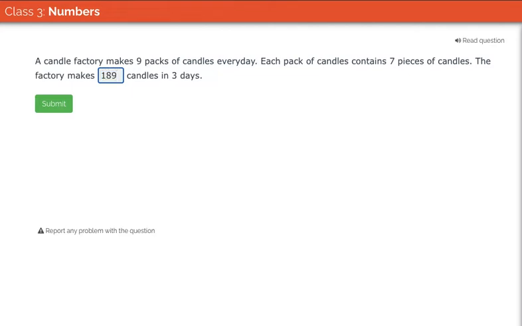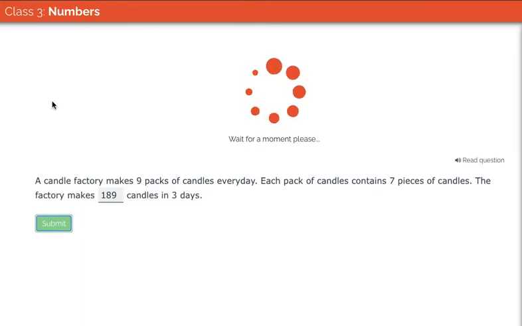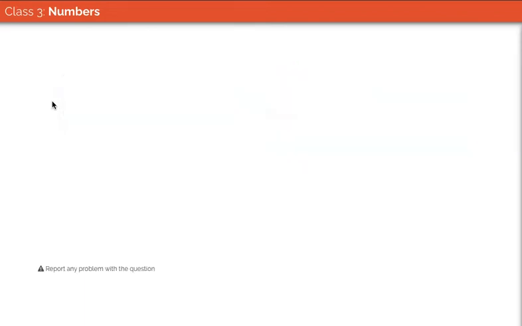Now don't forget to recheck. 9 times 7 is 63. Now 63 times 3. Let's recheck. You can do this in column method. So first we'll do 3 times 3, which is 9. Now 3 times 6, which is 18. We totally got it correct. 189. Super job!